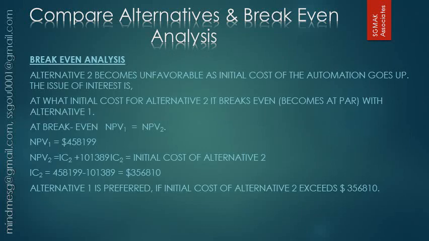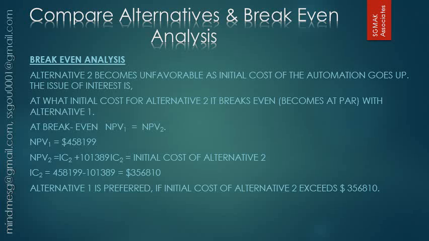Now, in break-even analysis, for a simple break-even analysis, we typically look at one of the parameters of the problem and make it a variable, and then we try to find out for what value of the parameter the two alternatives break even. That means they become at par. So as you can see here, alternative 2 is preferred. Now we are saying that alternative 2 becomes unfavorable as the initial cost of the automation goes up, right? Right now you have 75,000.